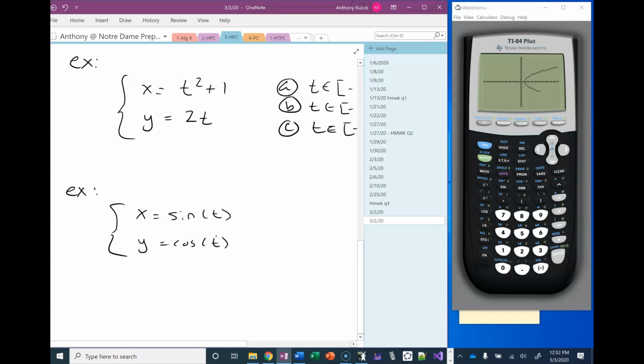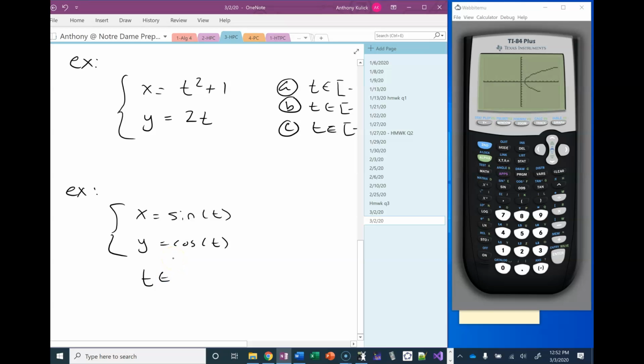So let's say we want to graph the parametric equations, x equals sine t and y equals cosine t. What piece of information am I missing? What haven't we been given that we should be given? The interval over which to graph, right?